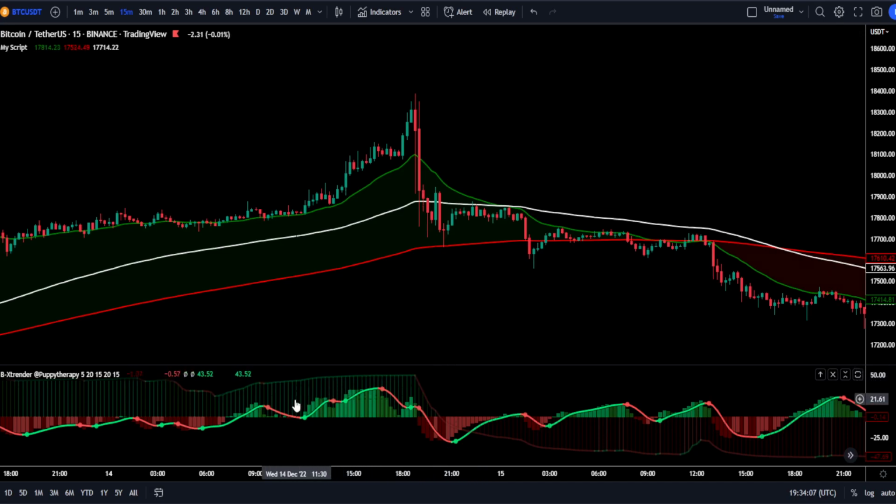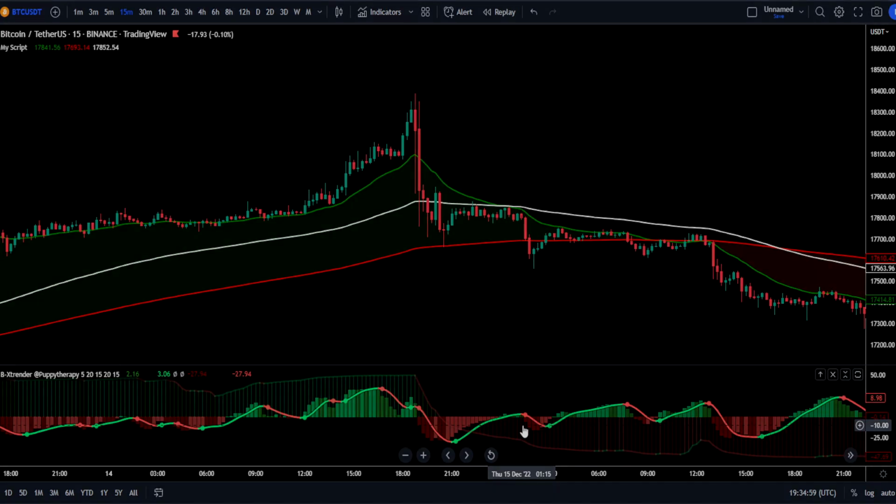For a long signal to be valid, the trender line must be colored in green and above our 0 level. And for a short signal to be valid, the trender line will need to be colored in red and below our 0 level. Now that you know exactly how all indicators featured in this strategy work, let's take a look at when to enter into a position when we combine these indicators.